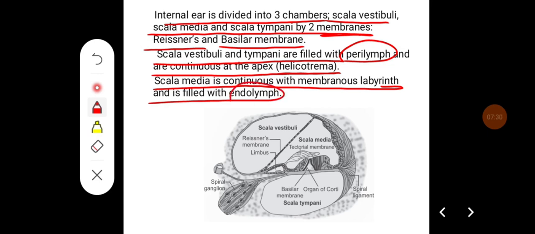Here you can see the cross section of the cochlea, which through the two membranes, that is the basilar membrane and Reissner's membrane, divides the canal into the three parts: scala vestibuli, scala media, and scala tympani. Scala vestibuli and scala tympani are continuous and have perilymph in them, whereas scala media is filled with the endolymph. And here you can see the organ of Corti, which is a sense organ of audition, which harbors many hair cells.